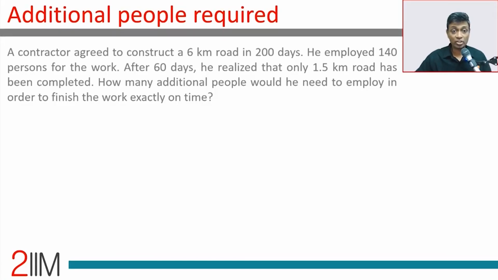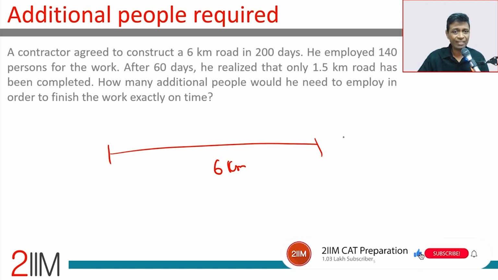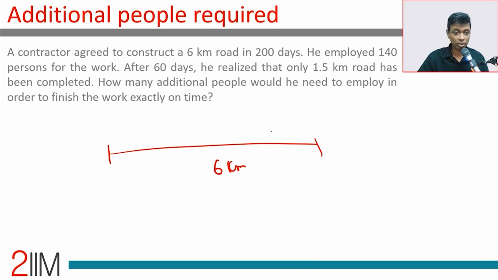A contractor agreed to construct a 6-kilometer road in 200 days. 6 kilometers, 200 days. He employed 140 persons for the work. After 60 days, he realized only 1.5 kilometers was completed. So 1.5, 60 days, of 140 people. How many additional people would he need to employ in order to finish the work exactly on time?